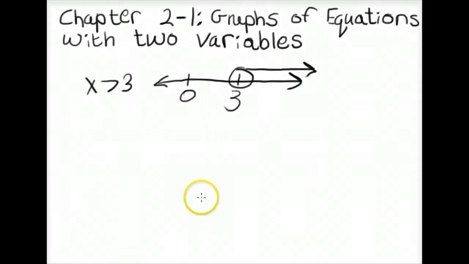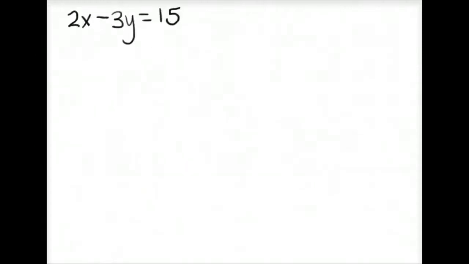But now we are going to be graphing equations. So for this first example, we have the equation 2x minus 3y equals 15. So now there's going to be two different variables that will have two values that would make this equation true. So in order to satisfy this, we need to find values for both x and y. So to do that, we will take a value for x and find the value for y that would make it true, or the opposite, that would prove it to be true.